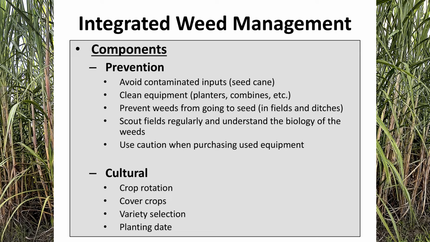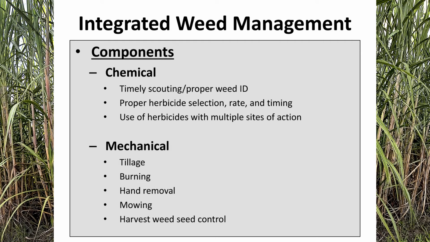Cultural can be crop rotation, utilizing cover crops, variety selection, getting a variety that shades more, planting date. As I mentioned earlier, and I know I've mentioned this several times, scouting and proper weed ID is critical. Knowing what you have in your field, proper herbicide selection, using the right product, right rate, and right timing. Use multiple herbicides with multiple sites of action. Mechanical, don't be afraid to break out the old plow. Cold steel, not a lot gets through cold steel. Burning, hand removal, mowing, harvest weed seed control.